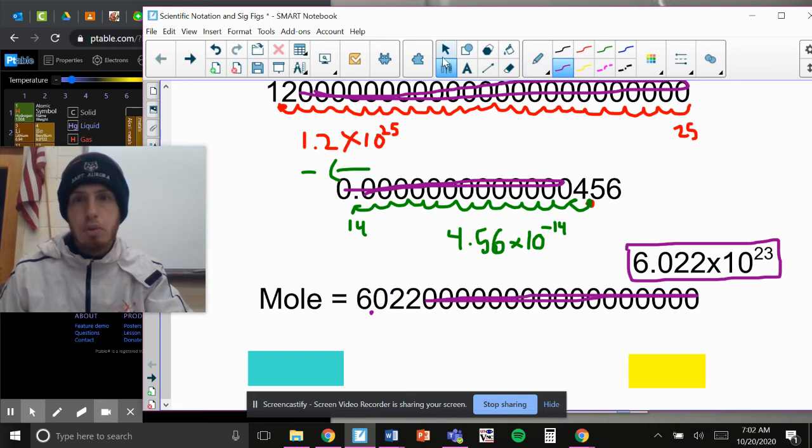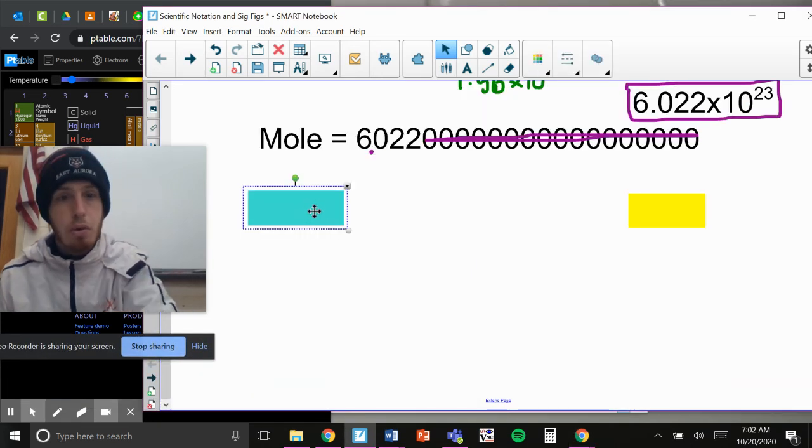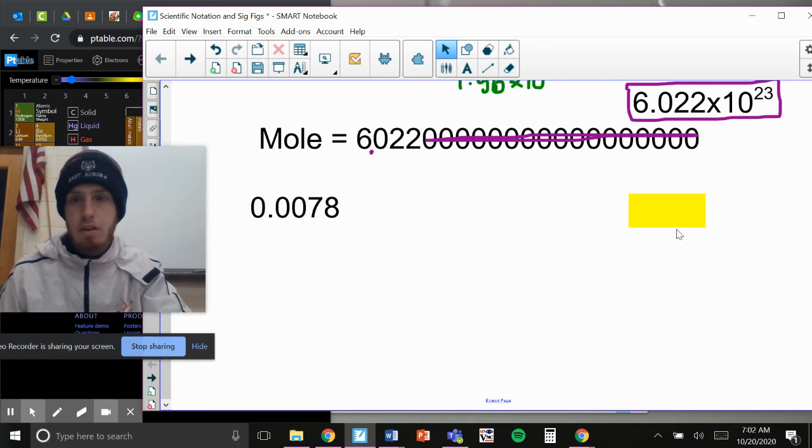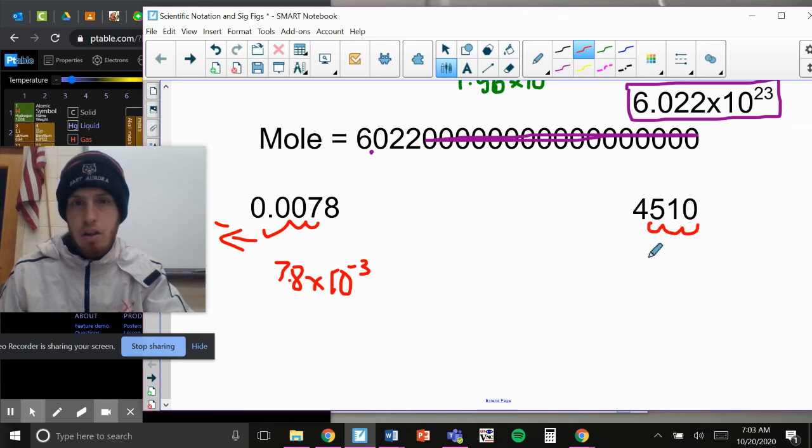Just to do two more examples. You can do this also with small numbers. For example, here and here. So in these cases, this would be 7.8 times 10. Again, we're going this way, so that's negative. 1, 2, and negative 3. And here, 1, 2, 3.